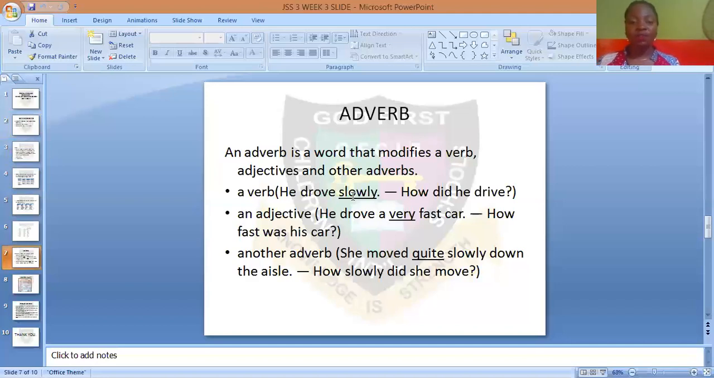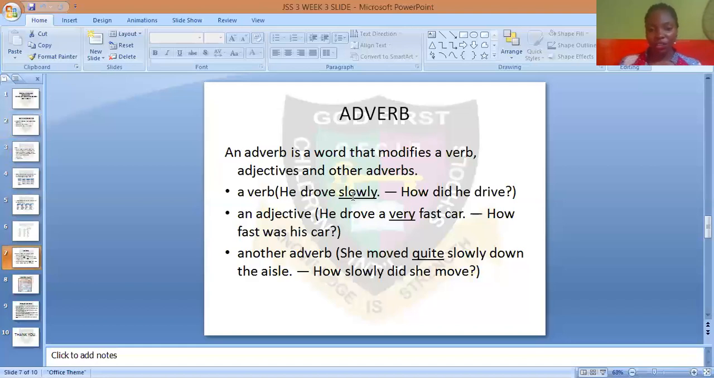An adverb modifying an adjective. He drove a very fast car. How fast was his car? Very. So, very is an adverb. And very is an adverb of degree.